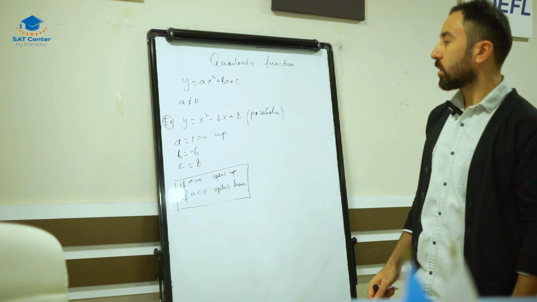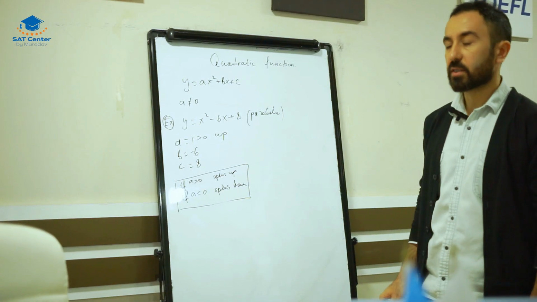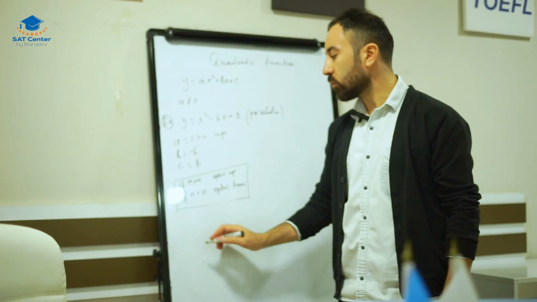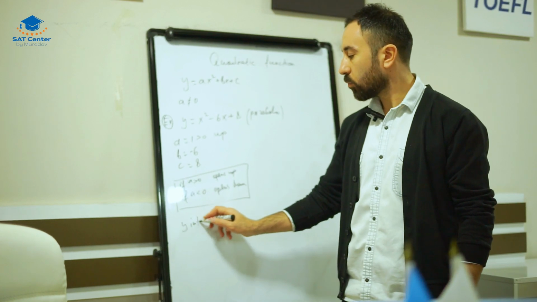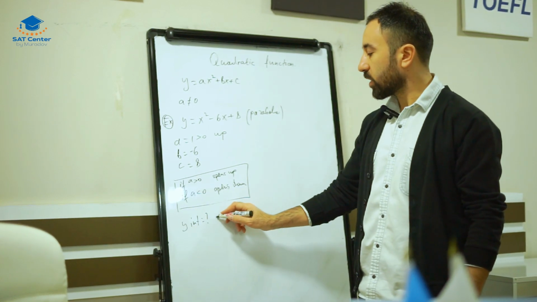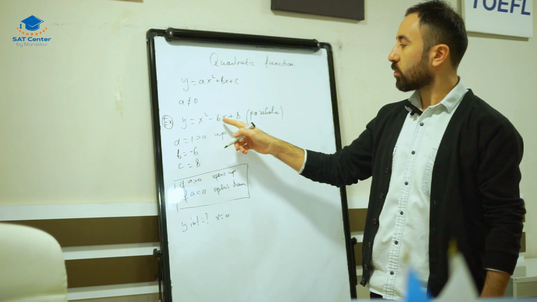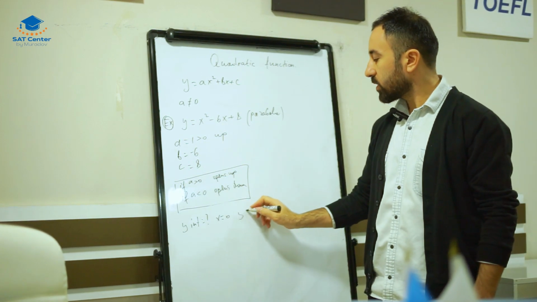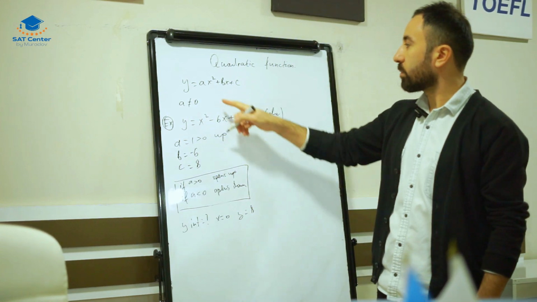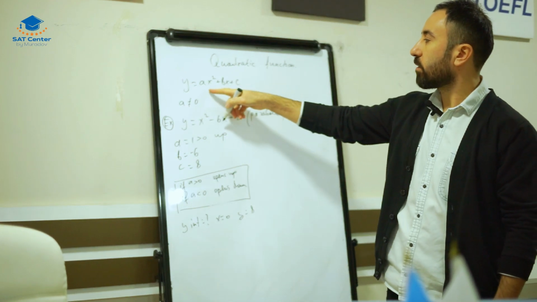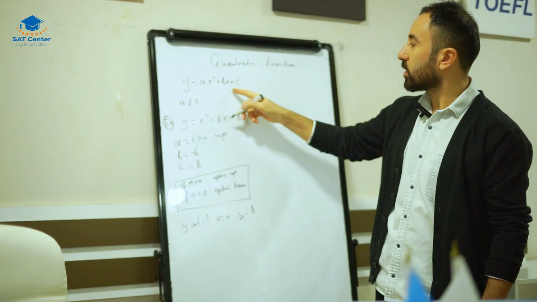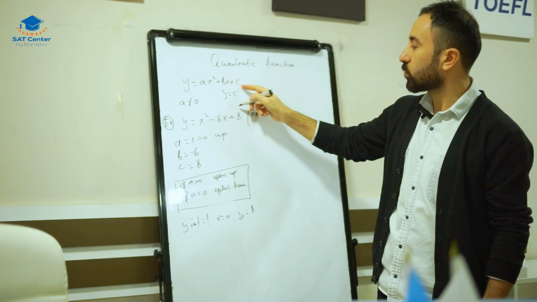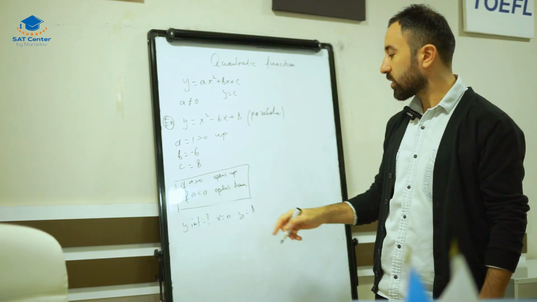What about x-intercept and y-intercept of parabola? For each function, if you need to find y-intercept, you should put 0 in place of x. When we put 0 in place of x, in this example, y is equal to 8. This is y-intercept. For each quadratic function, general form, y-intercept is c. In our example, y-intercept is 8.